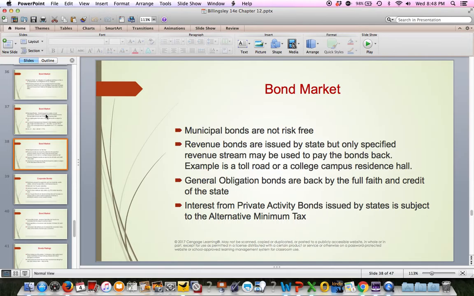Revenue bonds are issued by a state but only specified revenue streams are used to pay them back, such as a toll road or a college campus residence hall. Sometimes bonds are used to pay for things like that, and just the revenues from those things being built are then used to pay back the bonds. A general obligation bond is simply backed by the full faith and credit of the state or the local government that issued it. Interest from private activity bonds issued by states is subject to what they call the alternative minimum tax, but don't worry about that.